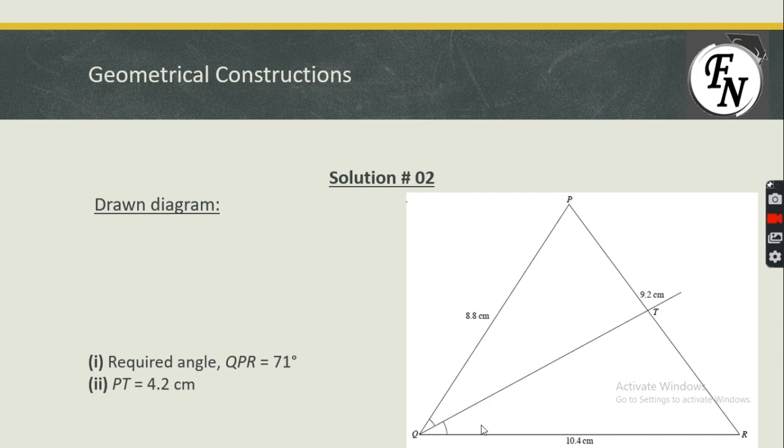Other than that, we can measure all these angles and we can see that this angle P is the largest one. Or we can just see that this is the largest side, so the angle facing it would be the largest one, so we can measure it directly as well. After that, we have drawn an angle bisector of angle Q and the line is extended to cut PR at T, and we have measured PT, which is 4.2 centimeters, which was asked by the examiner in part 2.